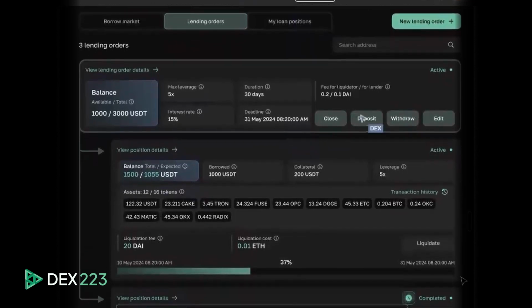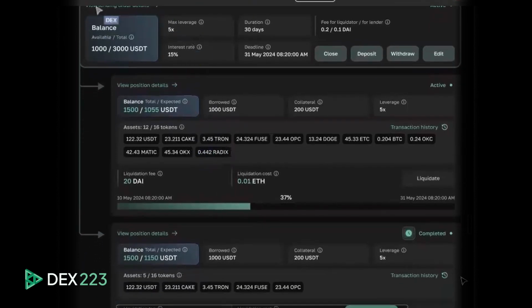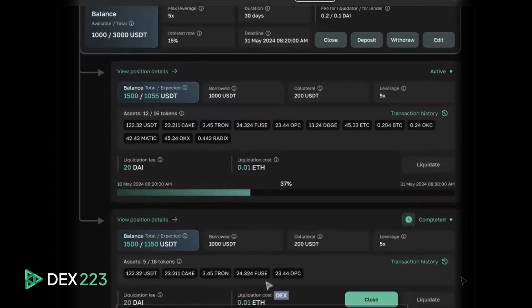Okay, so here is the lending orders menu. This is how it will look for the lender. So the lender created some sort of order. Here you can see the order on the top, and there are two positions. So two different users, or maybe the same user did it two times, took funds from this order. Here is the first position, and here is the second one.